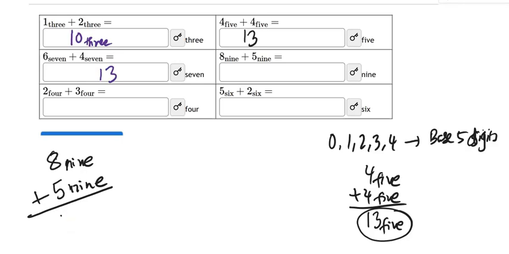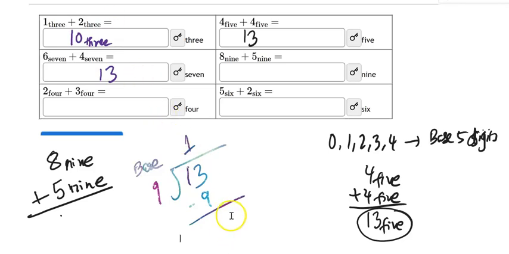I gotta divide this 13 by the base. What's the base here? 9. So 9 times 1 is obviously 9, and it gives you remainder 4. So you get 14. So 14 together is 14 base 9. So when you add 8 base 9 and 5 base 9, you get 14 base 9. Okay, this is 14. I only have a base 9 here, so you have to type 9.